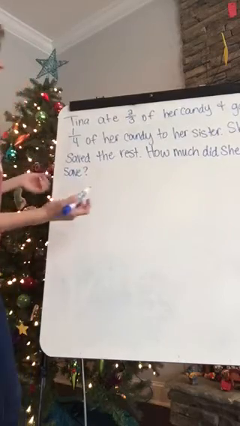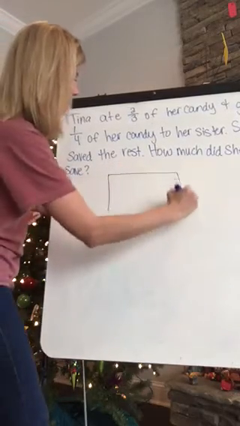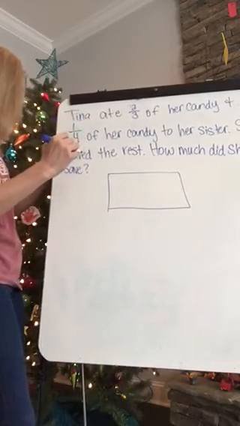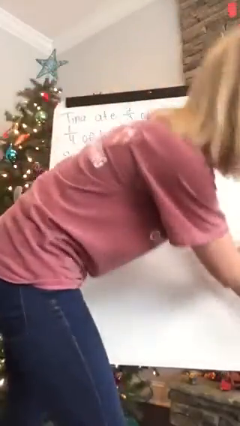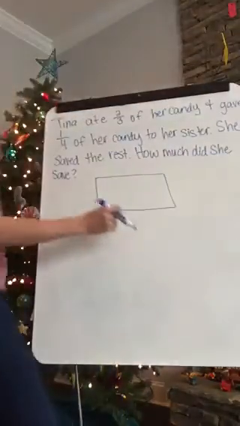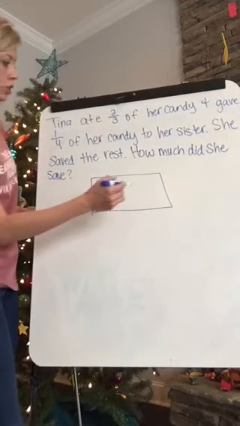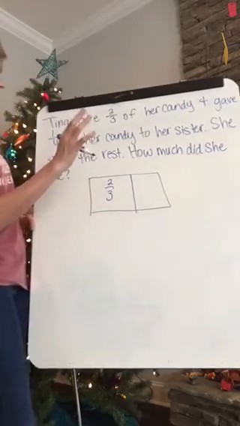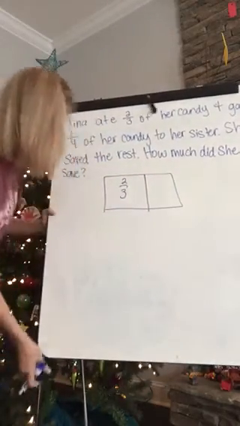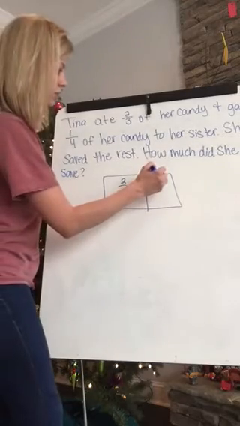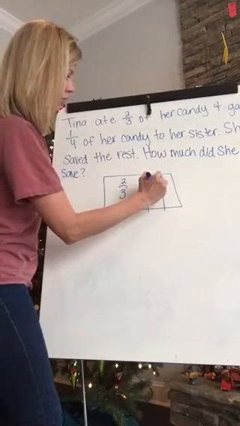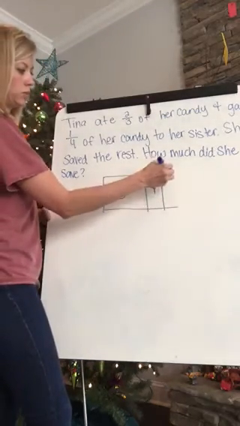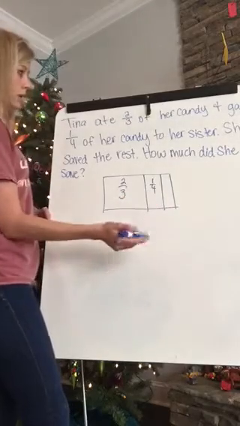like. So if I've got all her candy, I feel like my board's getting wobbly, fixing to fall over. Let me try to fix this real quick. There we go. Alright, so here's her whole candy, and it says she ate 2/3 of her candy, and she gave 1/4 of her candy to her sister. So she ate this, she gave away this, she saved the rest. So here's the part that she saved. How much did she save?